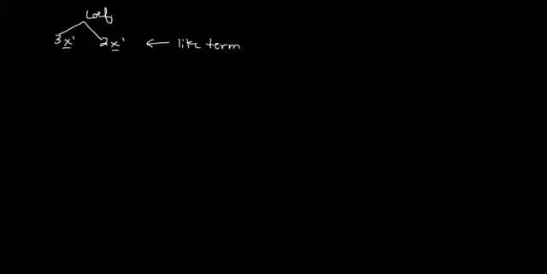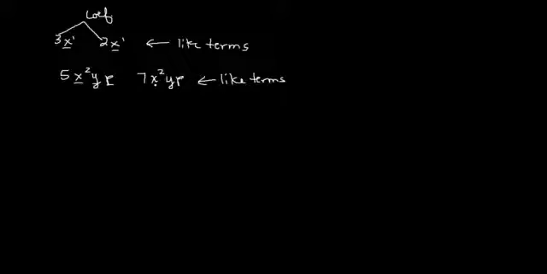Let's talk about a couple more like terms. What if I had 5x squared yp and 7x squared yp? These are also like terms. I should put an S on this one. Because they have the same variables in x, y, and p with the same exponents on them. These numbers are the coefficients. These are the things that we're going to add and subtract. So let's try a couple problems.